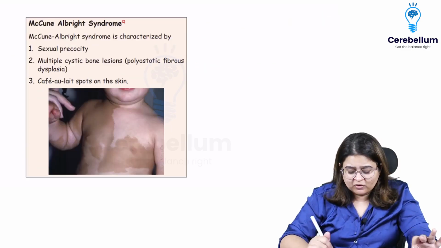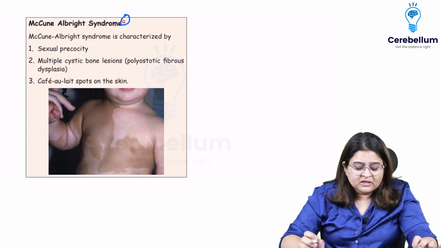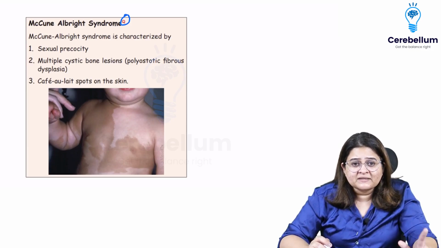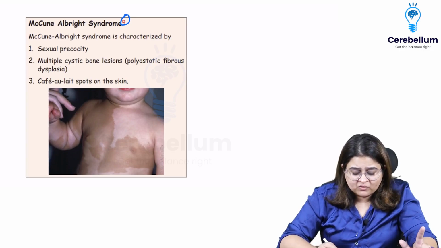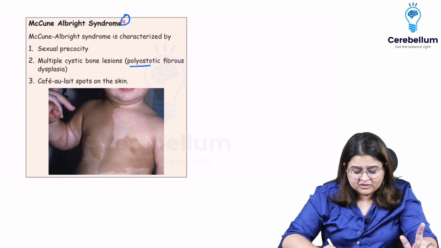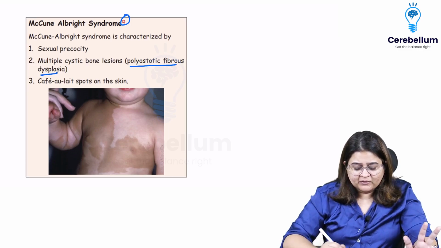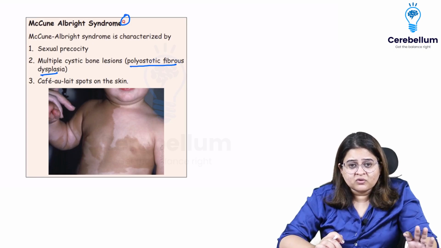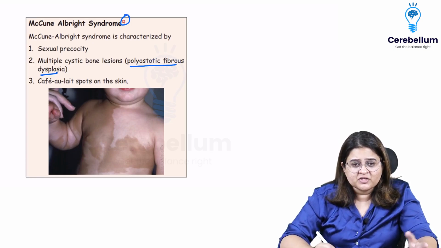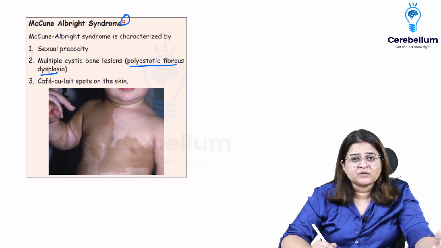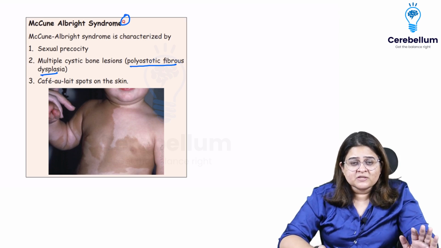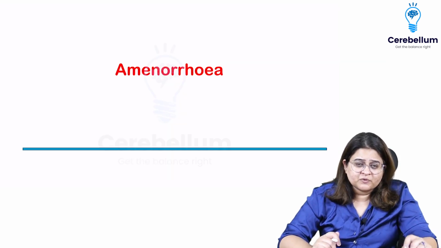What is McCune-Albright syndrome? This comes as a question. McCune-Albright is characterized by sexual precocity. So you have precocious puberty plus multiple cystic bone lesions, typically described as polyostotic fibrous dysplasia. And you have these brownish lesions, that is cafe au lait spots on the skin. So if you get an image-based question with an image like this saying precocious puberty, you should know this is McCune-Albright syndrome, which is a peripheral cause of precocious puberty.